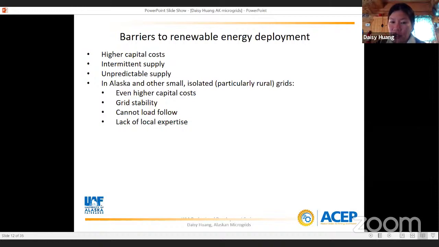So yeah, they can't load follow. And also there's not a lot of local expertise. You know, installers, people to repair, they don't live here. They fly out from the lower 48 and each trip costs like $12,000 between transportation and lodging and their labor.